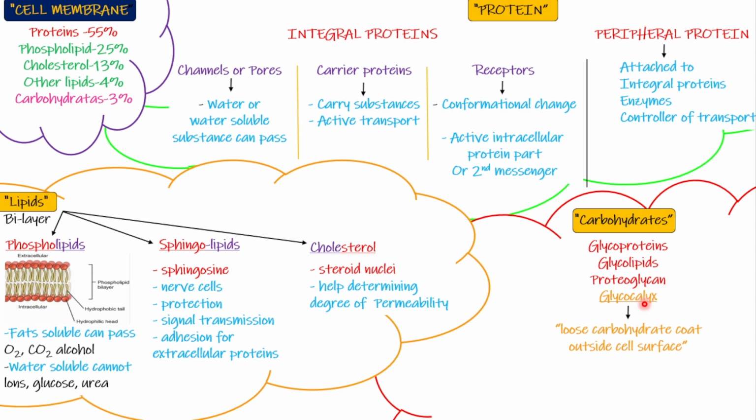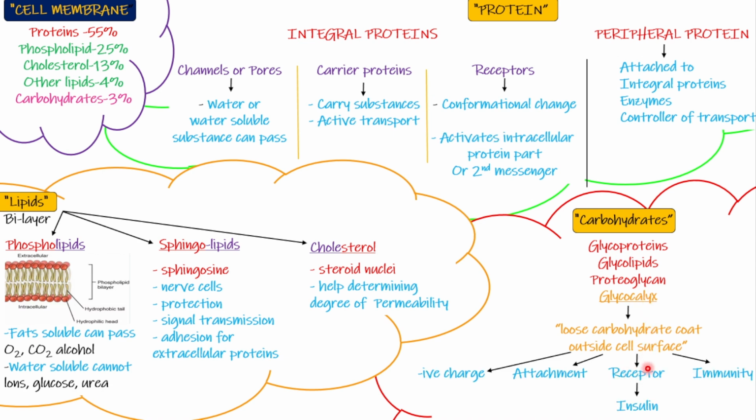Now what is its significance? Its significance is that it can act as receptors, as in the case of the famous insulin receptors. Then it also plays a role in immunity. The third function is that glycocalyx provides attachment for different substances. And the final one is that glycocalyx has a negative charge, so it repels other negatively charged substances.